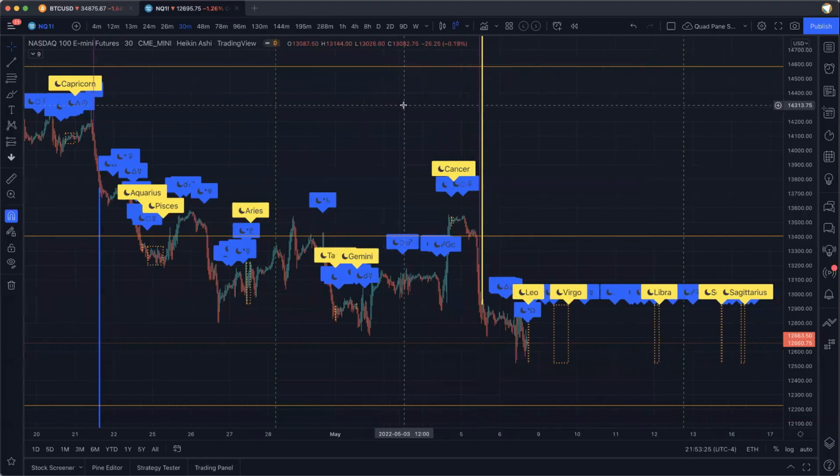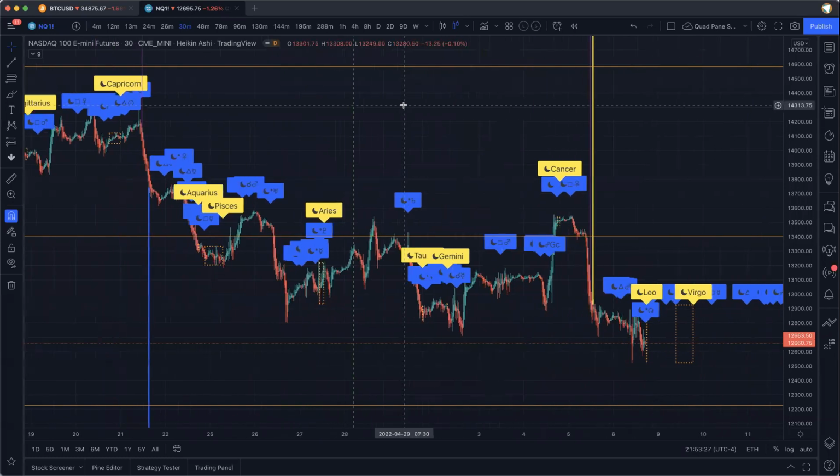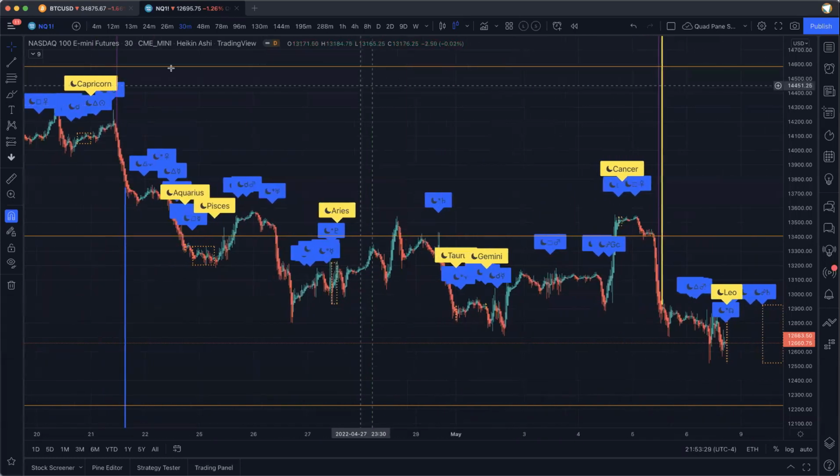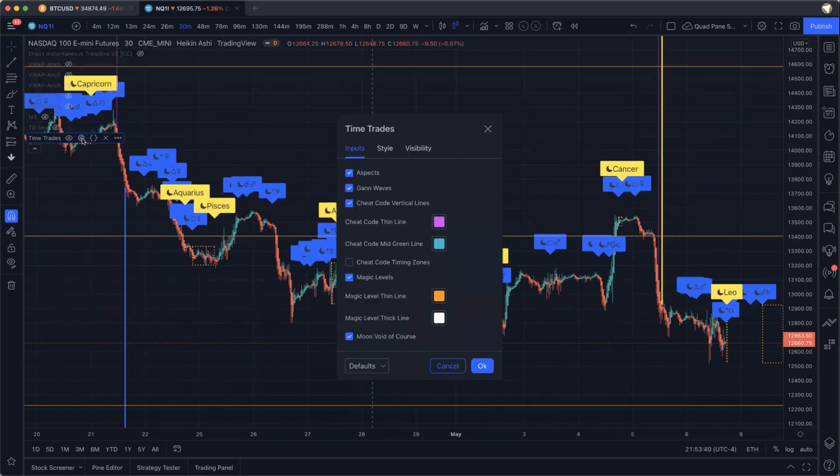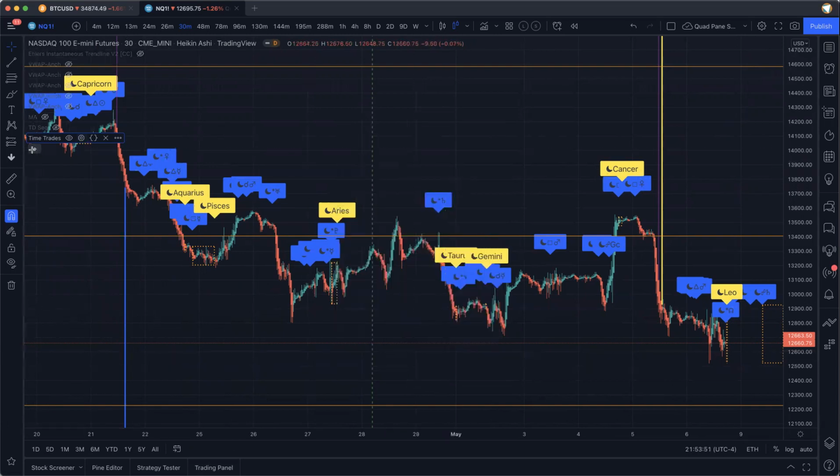I want to share a little bit about what's happened in the recent past here. You're looking at the NASDAQ 100 futures on a 30-minute chart, and we've got the Time Trades indicator turned on here. I'll just show you the settings. We're looking at lunar aspects, we're looking at Gann waves, cheat code lines, magic levels, and moon void, of course. So what did we see here in the last week or so?